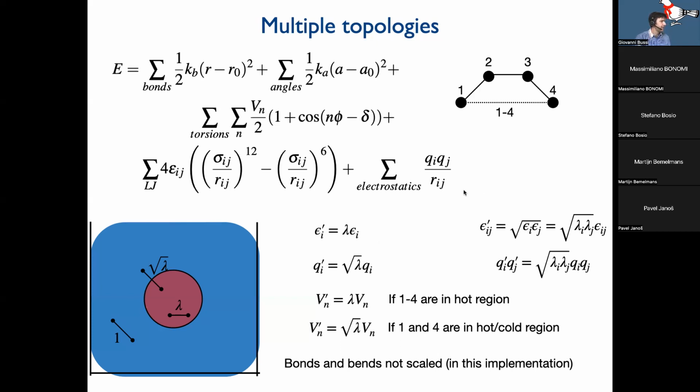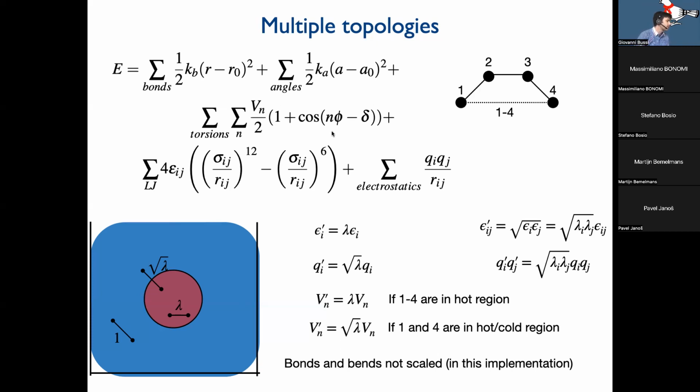The same is valid for electrostatics. One could say that the combination rules for electrostatics are again geometrical, because you have a product of charges here. So if you scale all the charges in the hot region by a factor square root of lambda, automatically local interactions here will be scaled by a factor lambda, and interactions between this region and the outer region will be scaled by a factor square root of lambda.